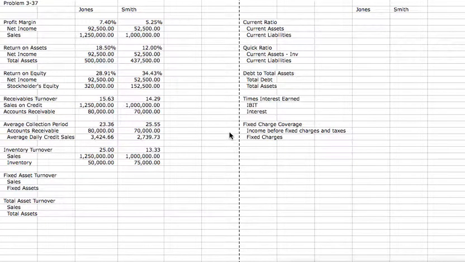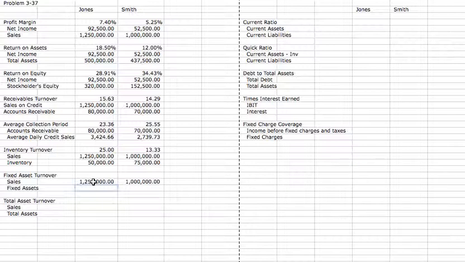Okay, so we're going to finish up problem 337. We're going to start by calculating the fixed asset turnover, and that requires us to know what our sales figures are for each company and our fixed asset figures. So let's go ahead and find sales for Jones. That's 1,250,000, and sales for Smith is 1,000,000.